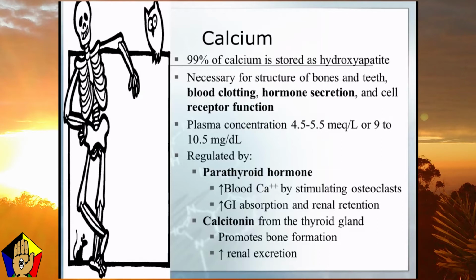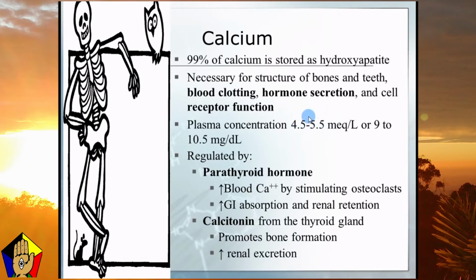Okay, calcium's the next one. And calcium, you really want to remember where calcium's at: primarily in the bone, a little bit in the blood, and a little bit in the cells. So 99% is in the bone, as hydroxyapatite stuck to the bone. In the cells you have 0.9%. And then that 0.1%, the real teeny tiny percent, that 4.5 to 5.5 milliequivalents of calcium, is in your blood.